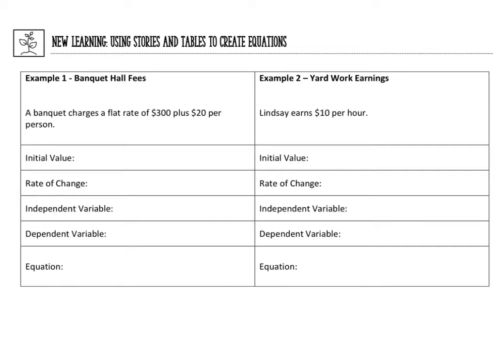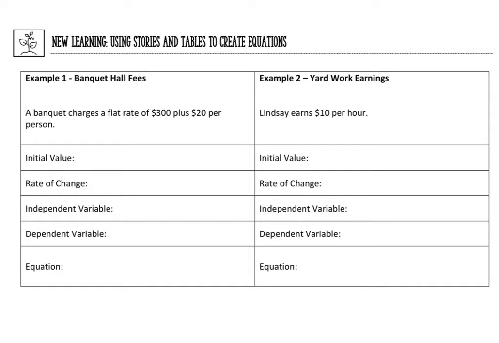Hi everyone, today we're going to practice finding the equation of a line from both the story and from tables of values. We'll begin with finding the equations from some stories. In example 1, it tells us that a banquet hall charges a flat fee of $300 plus $20 per person.